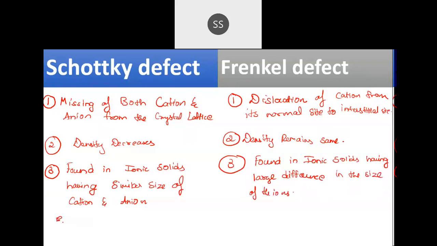And then at last you give the example. For Schottky defect, you can write NaCl, NaBr, KCl. And for Frenkel defect, you can write examples AgCl, AgBr, etc. You can mark this as an important difference, because it could be asked in your exam. Most of the time the difference is what they ask from this chapter. Either they will ask you about amorphous and crystalline solid, or about Schottky defect and Frenkel defect.